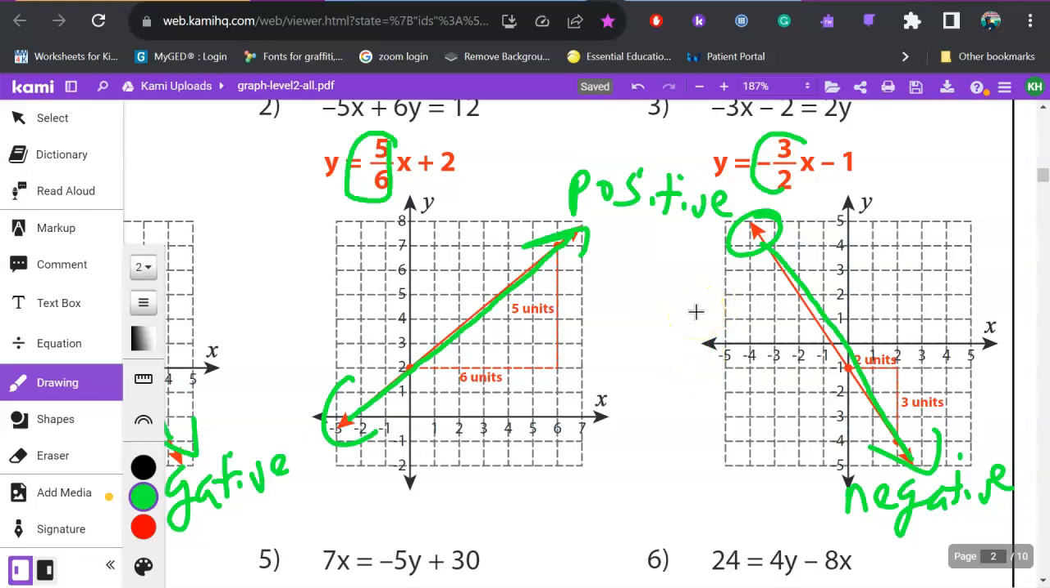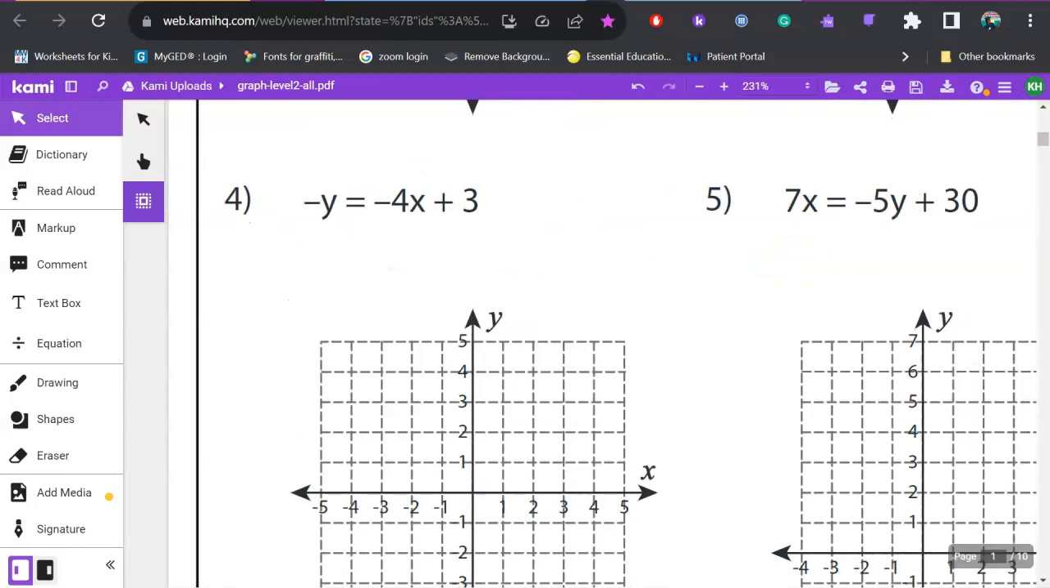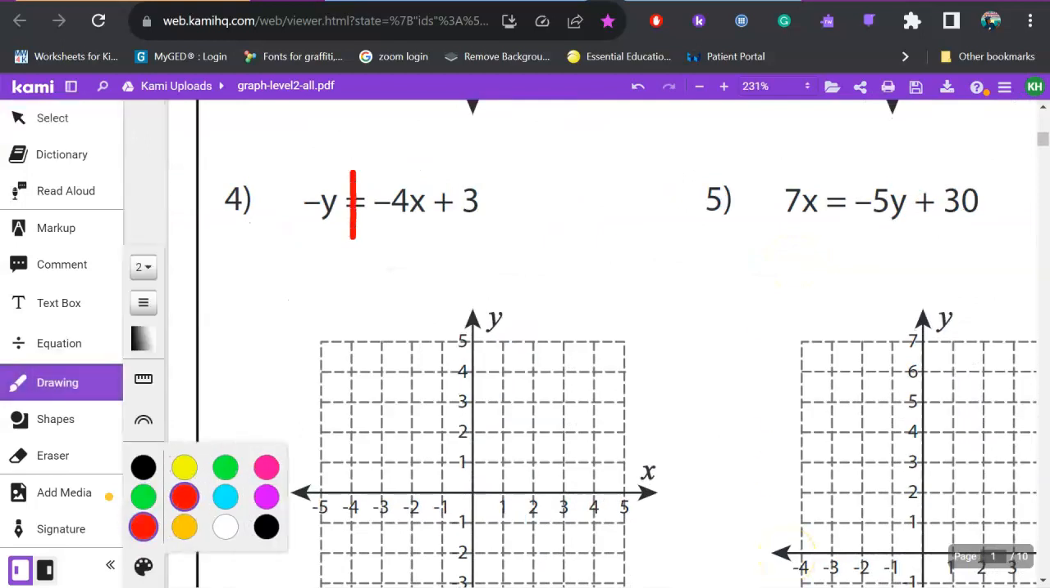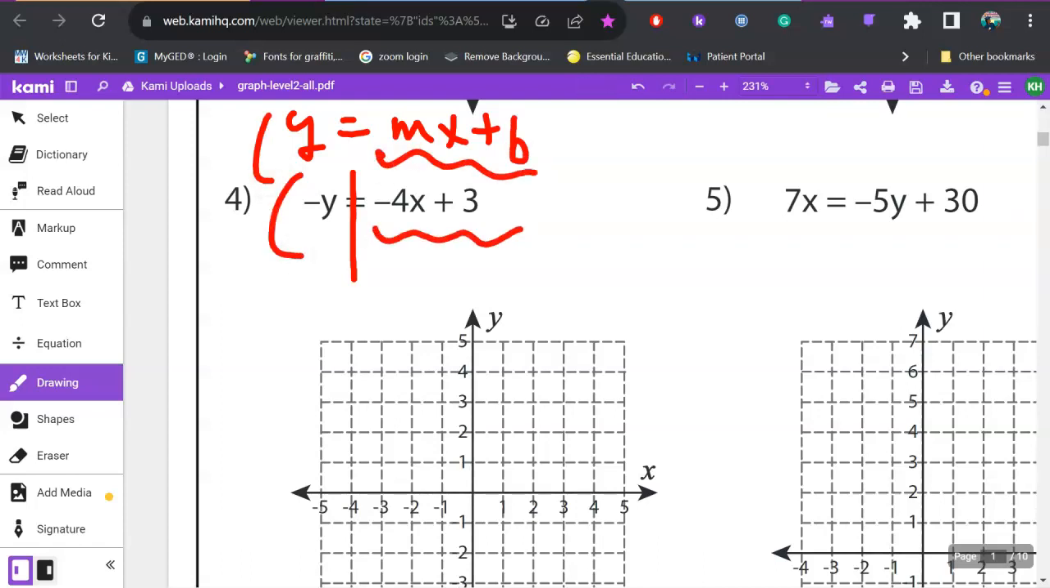All right, let's continue with our next one. All right, here we go. I know you're excited. Let's take a look at number 4. Okay. So, number 4, let me draw my street. Oh, look at this. It's already in y equals mx plus b form, isn't it? Because I have my y as the only thing on this side of the street, my mx plus b on this side of the street.